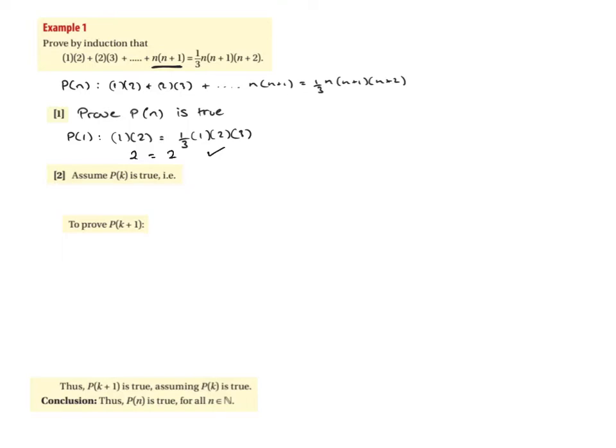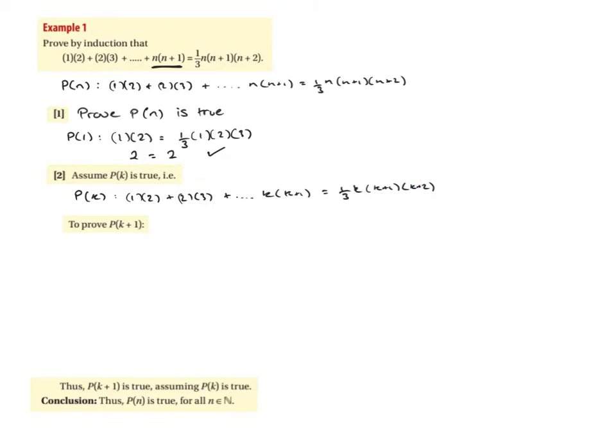The next thing we do is we change the variable, and we're going to assume that P(k) is true. All we do for this is just write everything in terms of k. So P(k) is 1 by 2 plus 2 by 3 plus, up to k by k plus 1, is equal to a third k plus 1 by k plus 2. So all we've done is we've rewritten P(n) in terms of k.